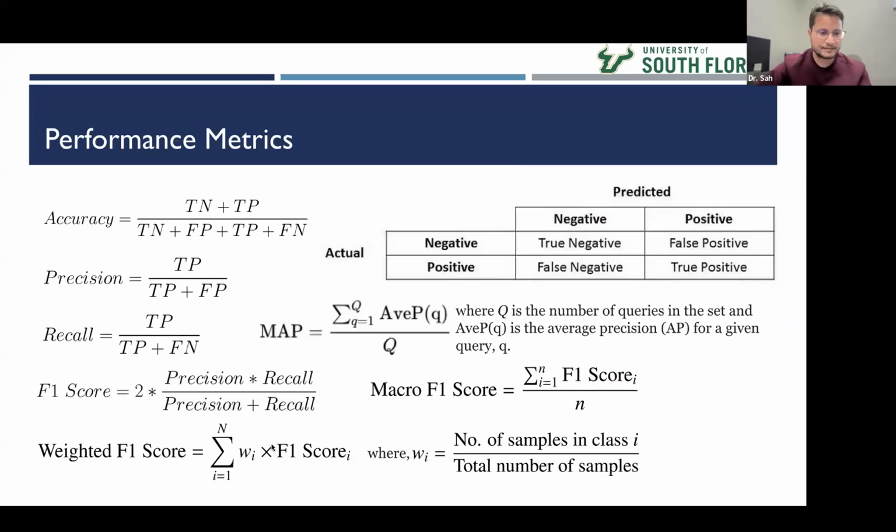All right, so let me come back to the performance metrics. In general, most machine learning models are evaluated on the basis of accuracy, precision, recall, F1 score, macro F1, weighted F1, which are all variations of F1 score, and the mAP. mAP is the mean average precision. All right. So accuracy and the loss. Loss is just 1 minus accuracy.